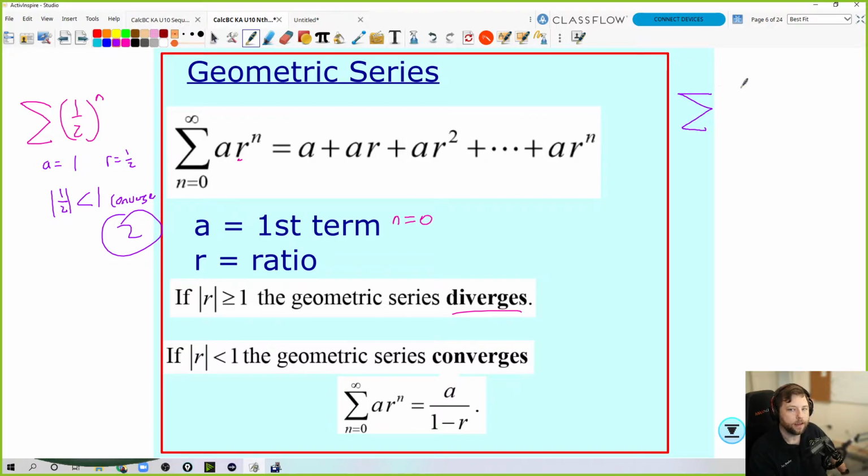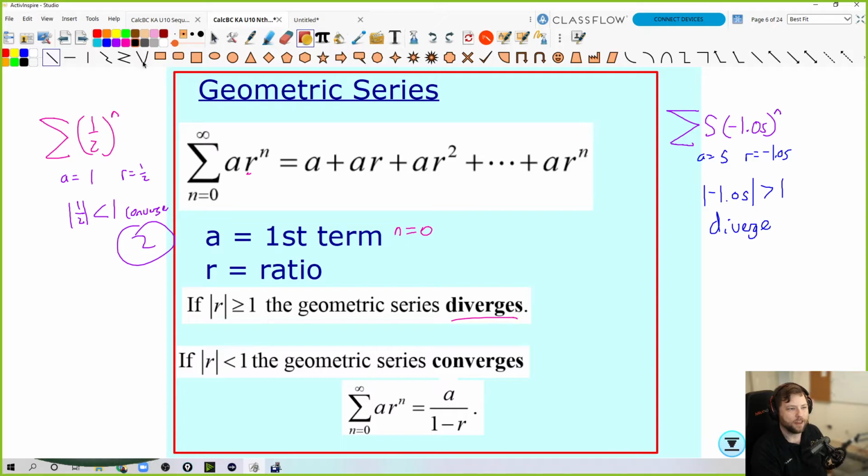Now, I can make up another problem here. What if I had 5 times negative 1.05 to the nth power? Look at what my a is in this case. It's going to be 5, and a is just a coefficient. The ratio is negative 1.05. The absolute value of 1.05 is greater than 1, so that would diverge. Your ratio in here needs to be a fraction between -1 and +1. Another way to see this, if you don't like the absolutes, I like doing this as a number line. Maybe that helps you out. So I'm going to do a number line.